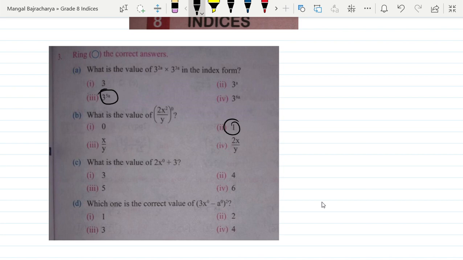And then next, what is the value of 2x power 0 plus 3? So there x power 0. x power 0 is 1, and plus 3 is there. So 2 into 1 is 2, and plus 3, that is 5. So the correct answer is this.